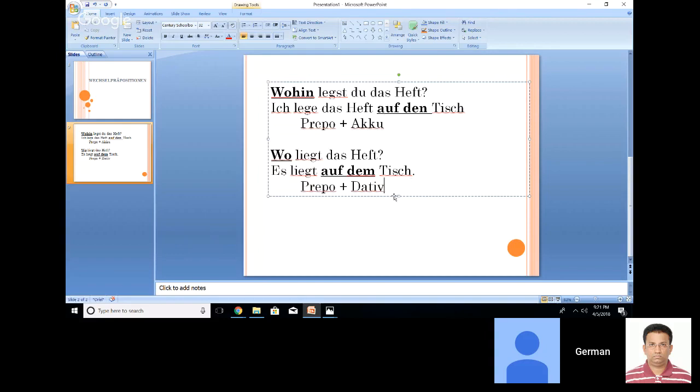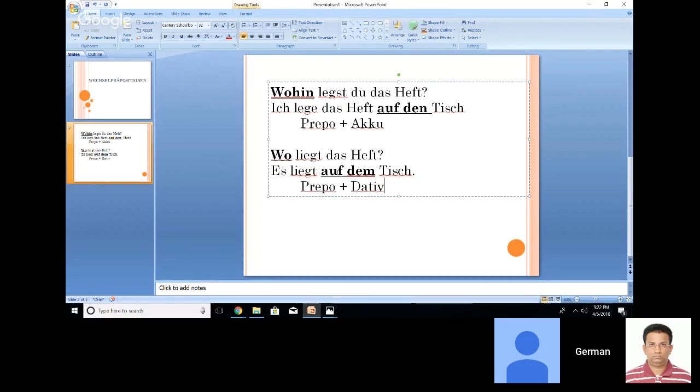In the second sentence, wo liegt das Heft? Where does the book lie? We are just asking about the book. There is no doer involved or there is no action involved as well. The book is already lying on the table. I am not keeping it nor am I taking it. Nor is the book moving by itself. It is already at rest and there is no doer involved. That's why it is dative.